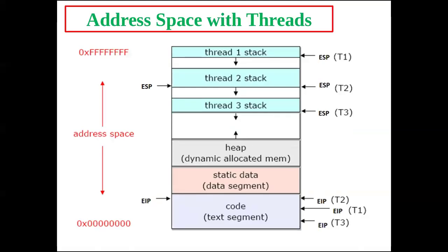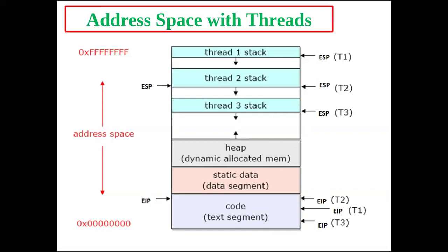So the address space is common from address 0 to the top address. Code segment is shared by all threads. Static data is shared. Heap is shared and grows upward. Each thread has its own stack, its stack pointer, instruction pointer, and each stack grows downward. This diagram clearly shows how multiple threads operate within a single shared address space while maintaining their execution state. And this balance between shared memory and separate execution is the key idea behind multi-threading.